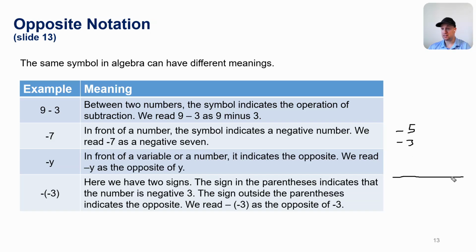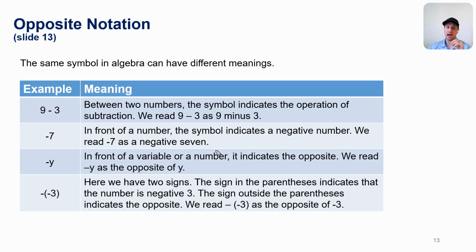Now, each of these different numbers would fall on the negative side of the number line, right? Negative 3, negative 5, negative 7. They're on the negative side of the number line. Now, you could also have it in front of a variable, negative y. So in front of a variable, it does indicate the opposite. So we would read negative y as the opposite of y.